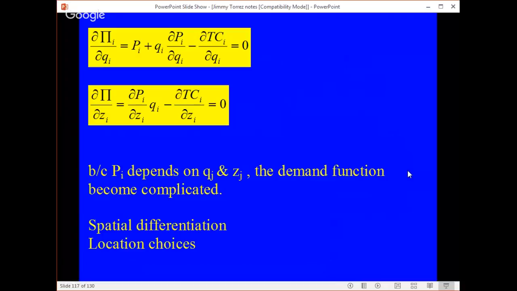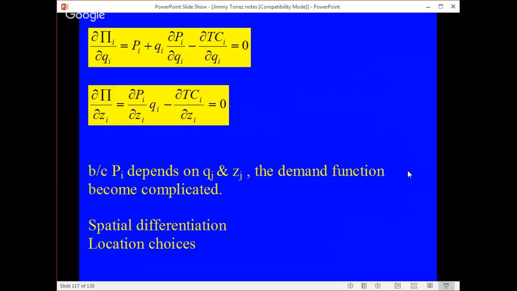And with product differentiation, how the price is affected by the money I spend on differentiation, Z_i, minus the partial of total costs with respect to how much I spend on differentiation, Z_i. So that equals 0. So in this case, the price not only depends on what I spend, but it also depends on the quantity that my competitors produce and what they spend on differentiation. So it becomes complicated.